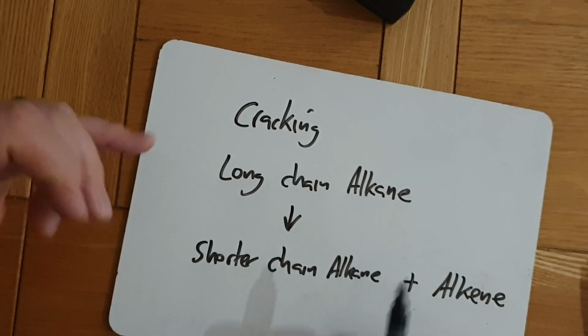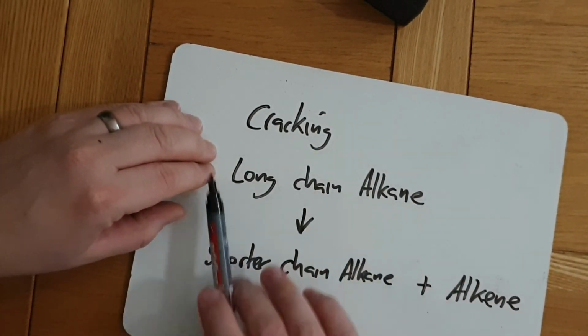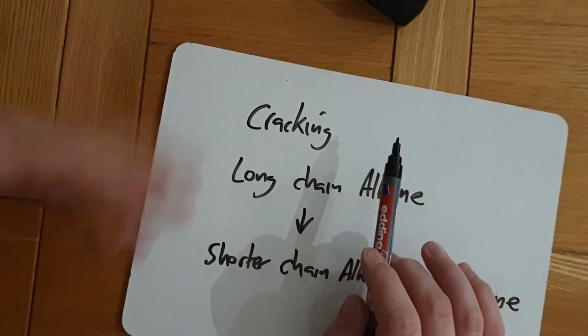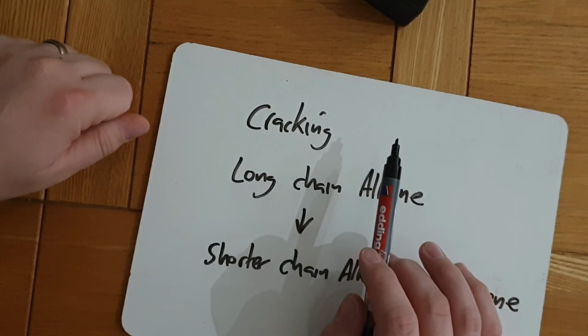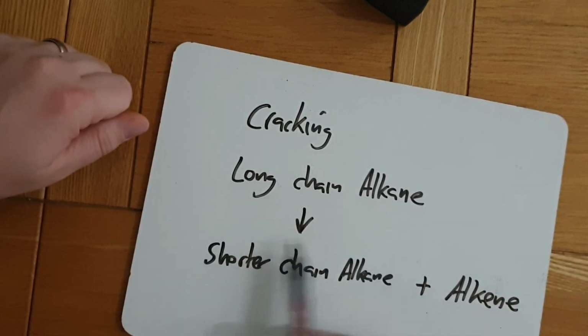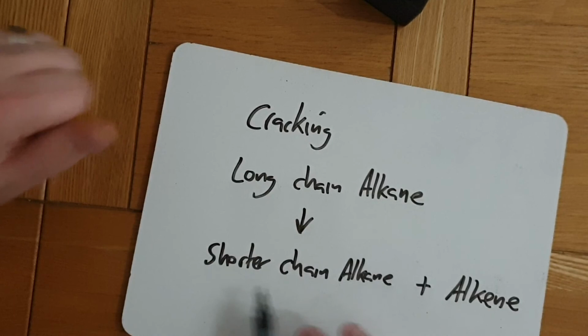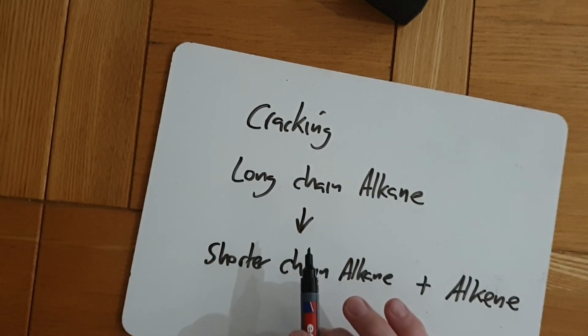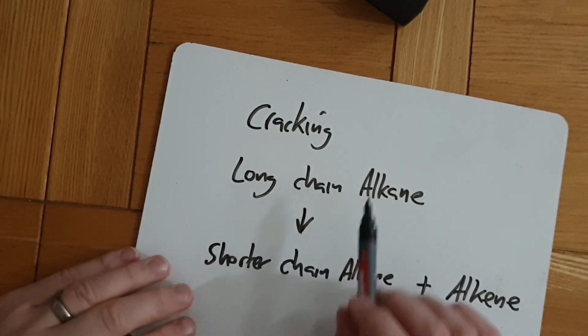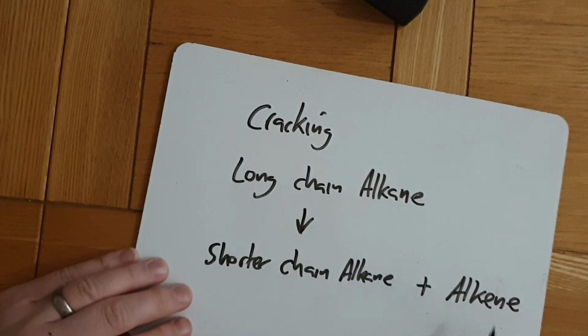Right, why do we do it? Because we've got more long chain alkanes than we need. We've got more bitumen than they can sell. So when they crack it, they can turn it into a shorter chain alkane where it's more useful, like petrol or kerosene or diesel, something like that. So they turn the long one to the short one, and then the alkene.